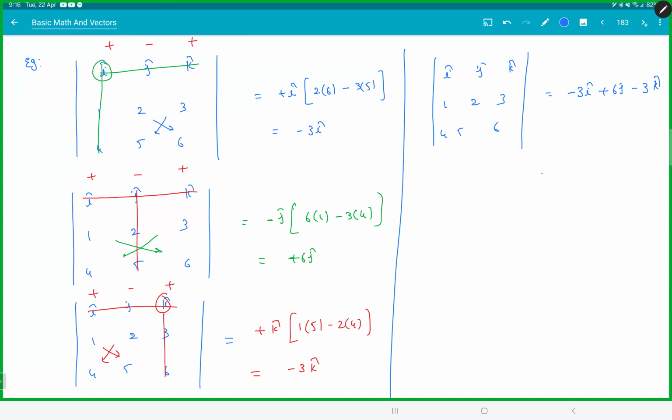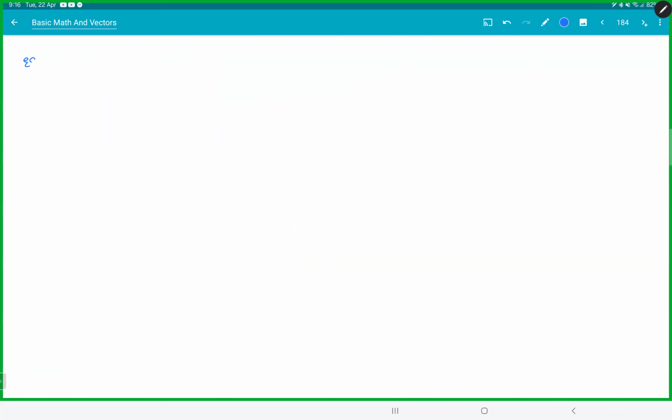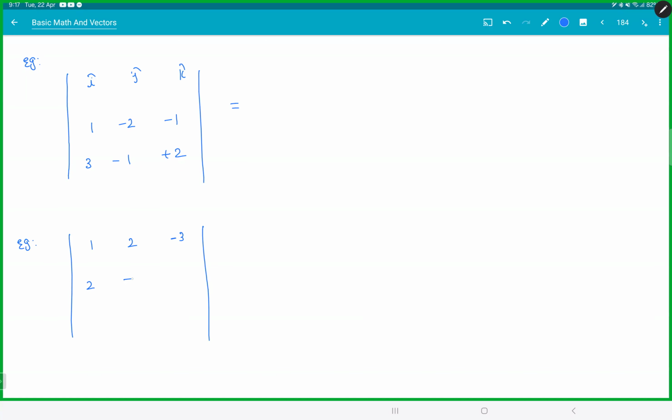Are you getting what we did? Everyone got the steps. Now you guys try this and tell me what will be the answer for this. I, J, K, let's say 1 minus 2 minus 1, 3 minus 1 plus 2. Get me this. What if you have all numbers only? Let's say 1, 2, minus 3, 2 minus 1, 1, 3, 1, 2.